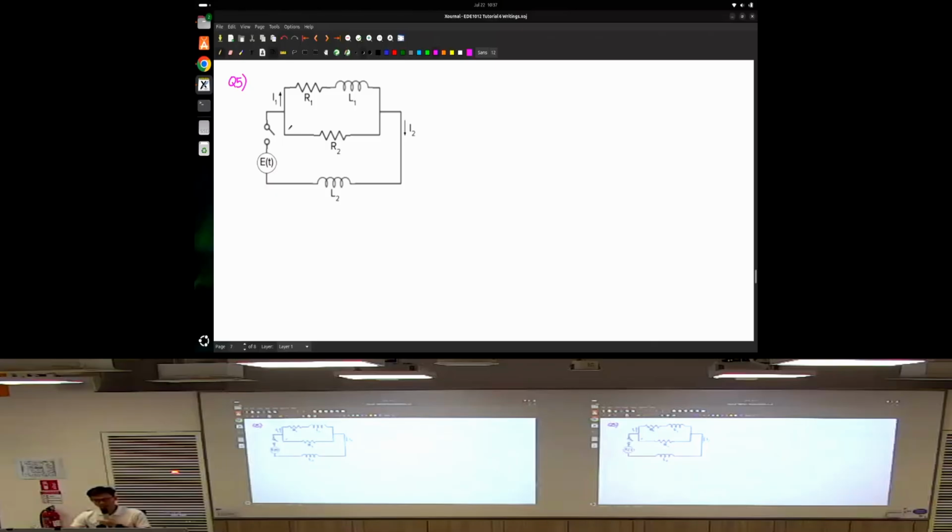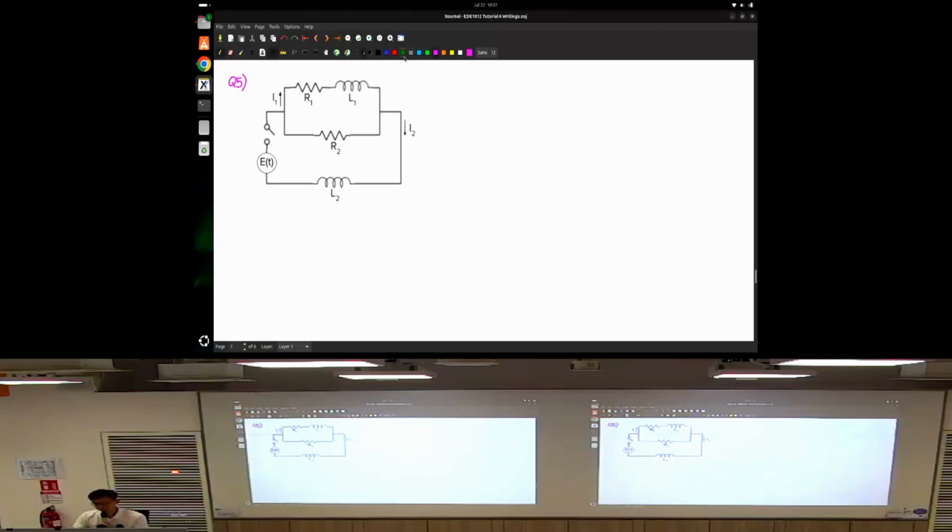So what's the objective? The objective is to derive the equations involving I1 and I2, because that's what you're trying to find. The currents I1 and I2, that's the objective. So you should try to involve I1 and I2, but preferably as separately as possible. What do I mean by that? You do not want to have coupled equations if possible. But if not possible, then you will have coupled equations.